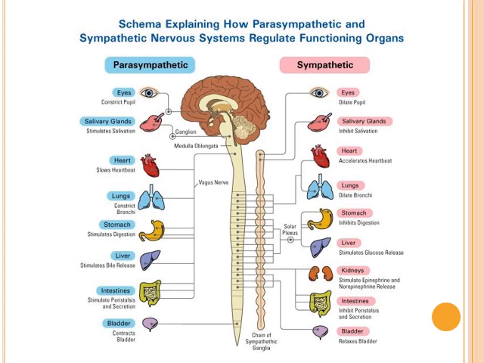That's important to take note of. You see under parasympathetic, there's not really a designated impact on the kidneys. So you obviously need to keep that in mind for the sympathetic effect. Intestines will inhibit peristalsis and secretion instead of stimulate. And for the bladder, you're going to see that the bladder is relaxed under sympathetic.